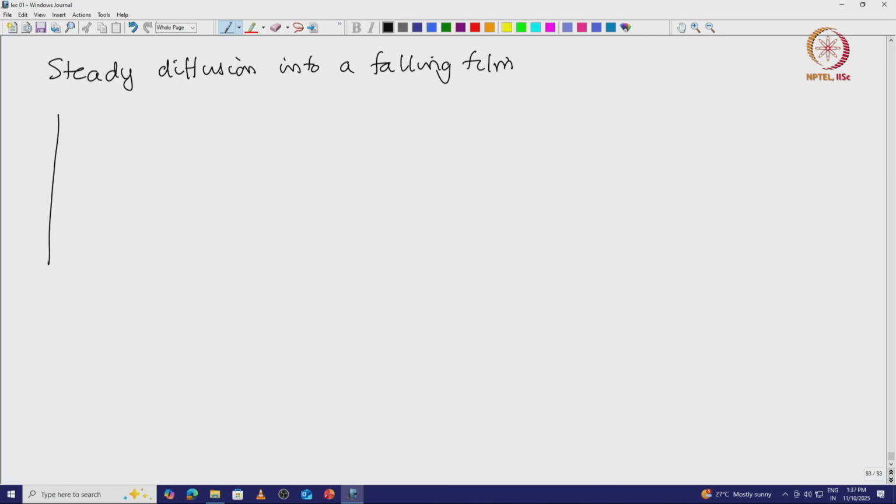So, I have a surface, a wall, and I have a fluid film that is coming down this wall. I will take the coordinate z in this direction across the film, and x in this direction along the film.